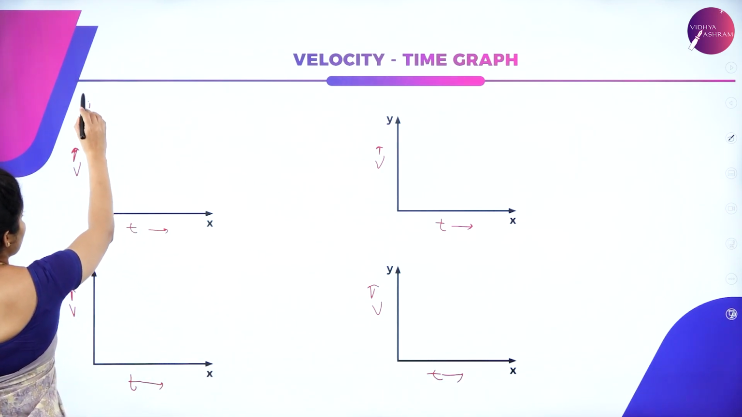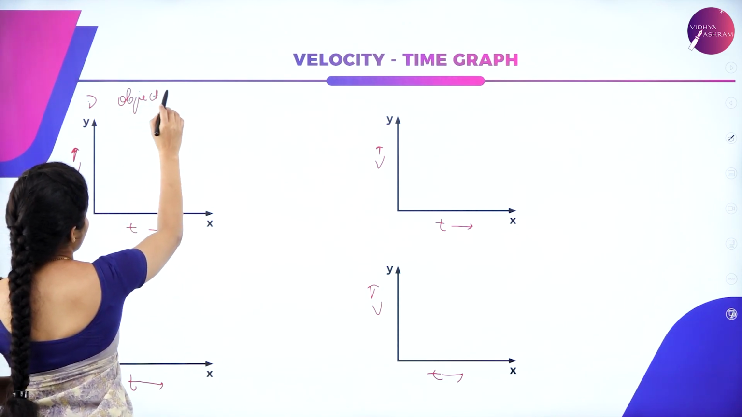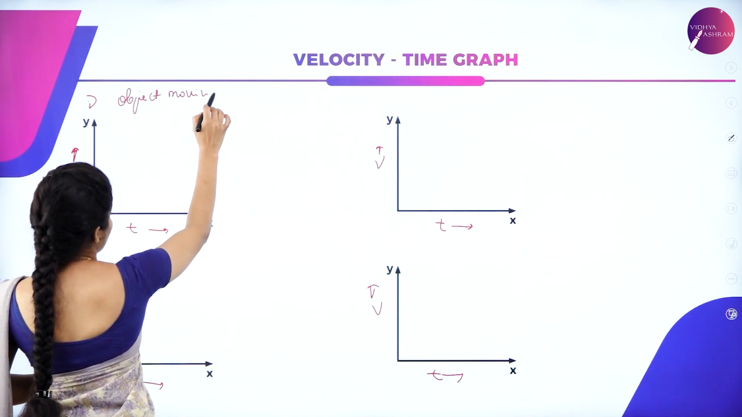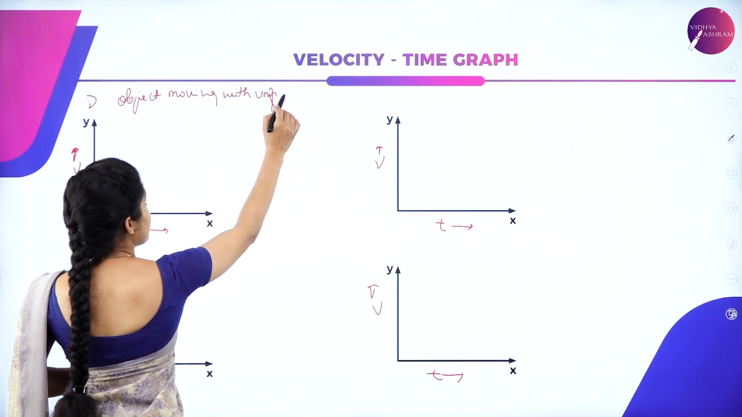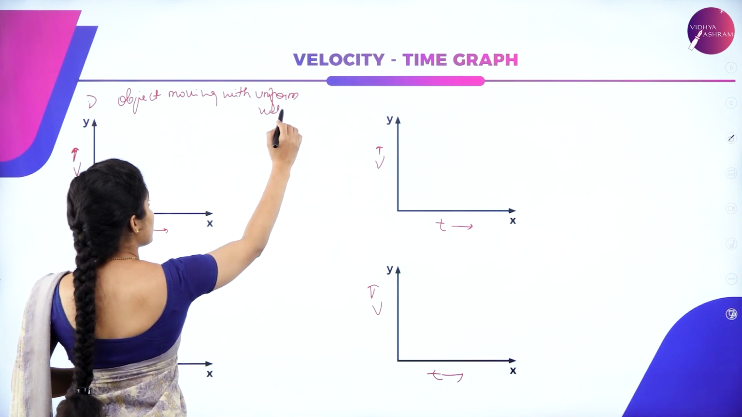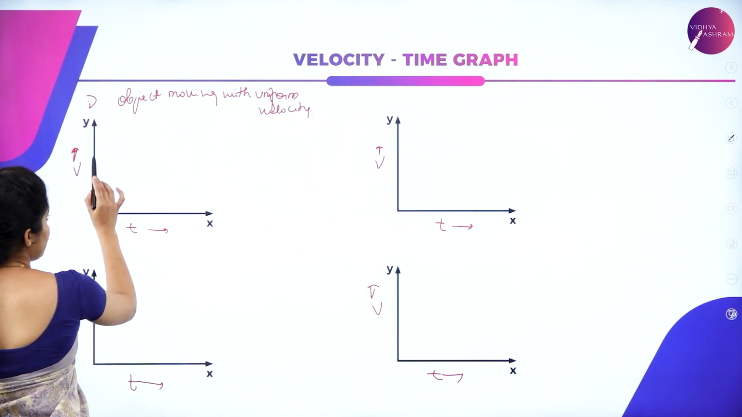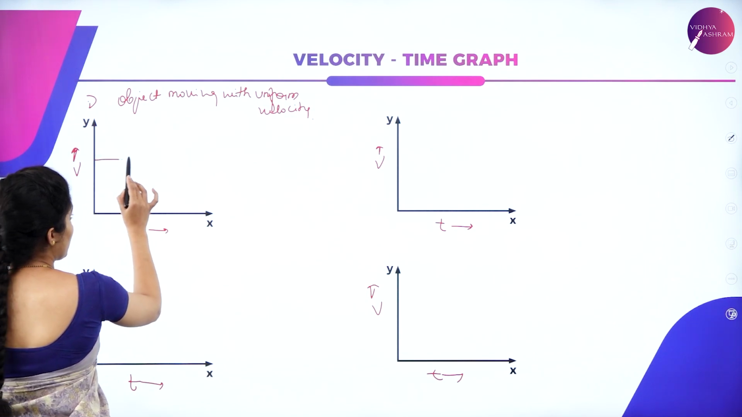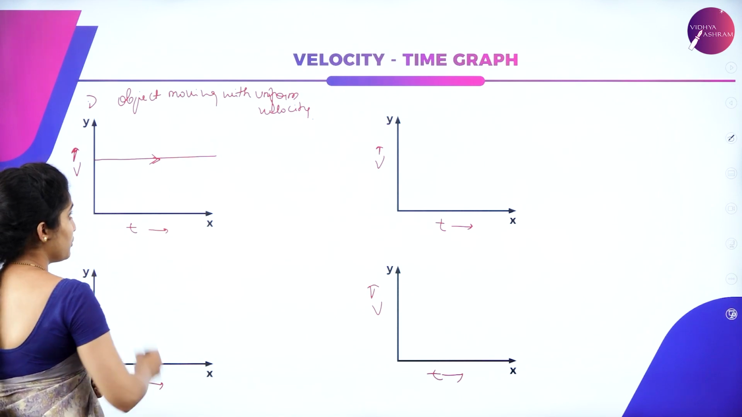So first of all, you just check. The first one will be object moving with uniform velocity. Object moving with uniform velocity means to say that always its velocity is the same. So this will be the object moving with uniform velocity.